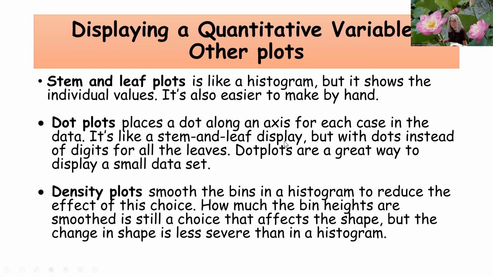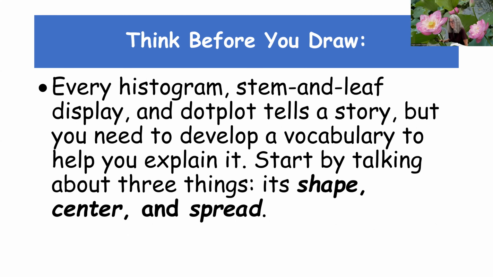Dot plots place a dot for each data value, and we can see a pattern, and that's what we're looking for. Once I have the data, I want to say something about that data. Density plots move the bins in a histogram to reduce the effect of choice. How much the bin heights are smoothed is still a choice that affects the shape, but the change in shape is less severe than in a histogram.